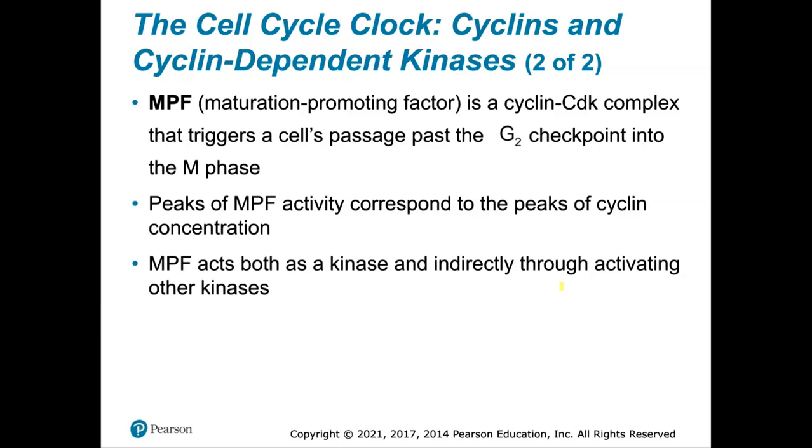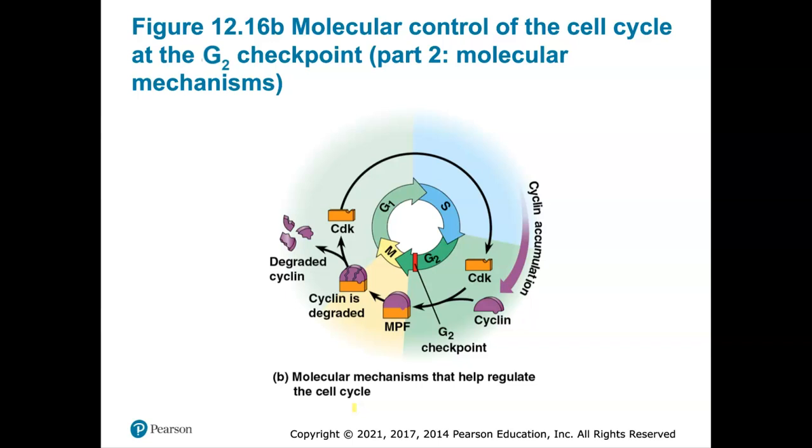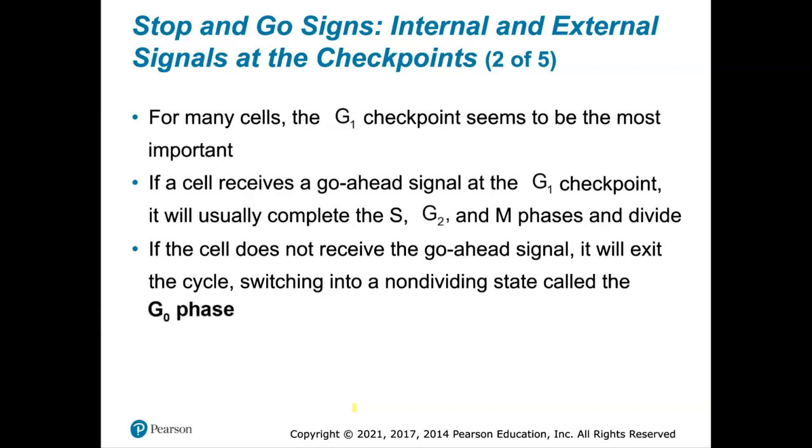All right, then there is an MPF, which is a maturation promoting factor. That is what it's called when cyclin and CDK are attached to one another. The cyclin CDK complex is called MPF, maturation promoting factor. That means it's going to promote the next stage of cell division. So the three important checkpoints again are G1, G2, and M.